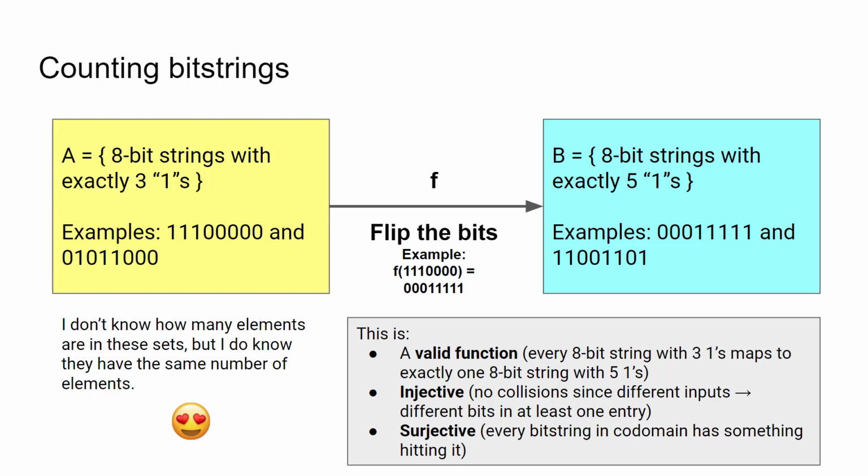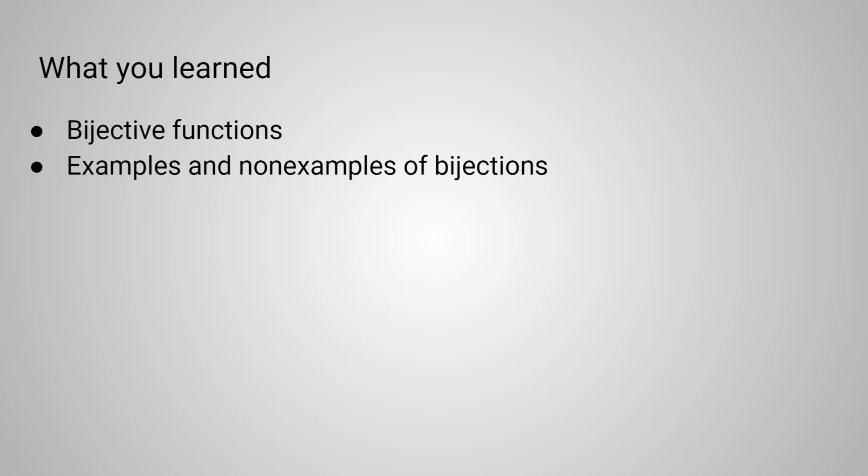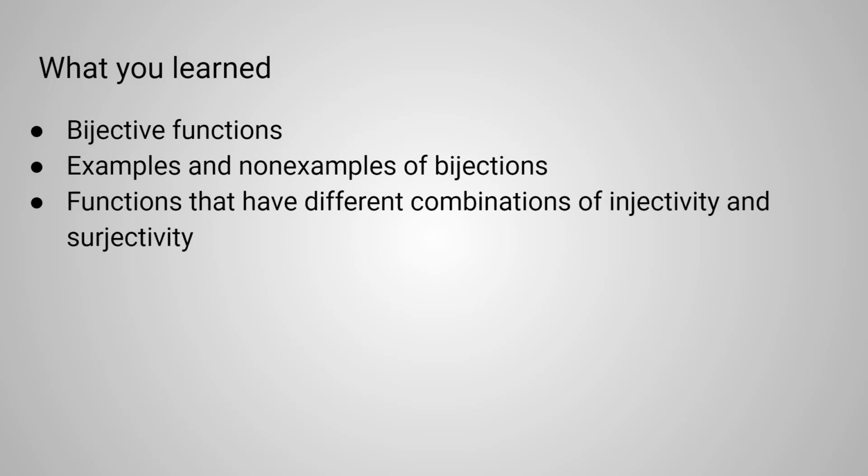In this video, we learned about bijective functions, or bijections, which are functions that are both injective and surjective. And we learned that they are used for showing that 2 sets have the same cardinality even when we don't know how exactly to count the number of elements in those sets. Our next video is the last one in this module, where we'll look at some special functions of use to computer science and see what properties they have.